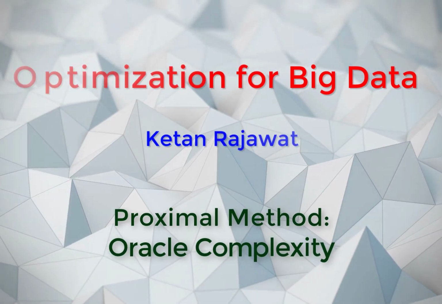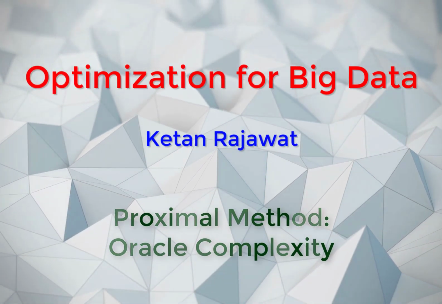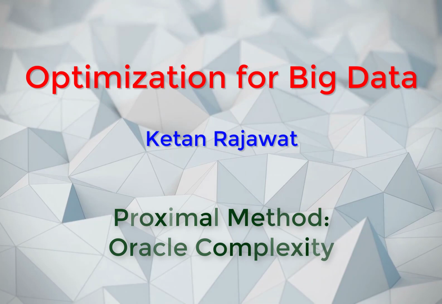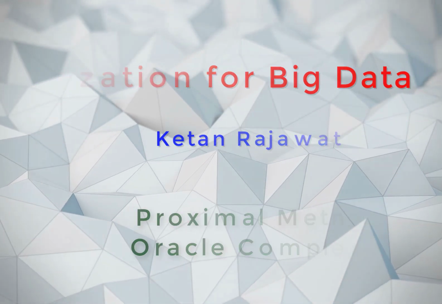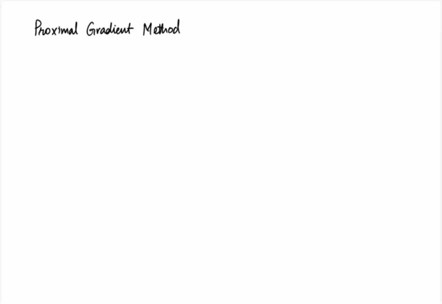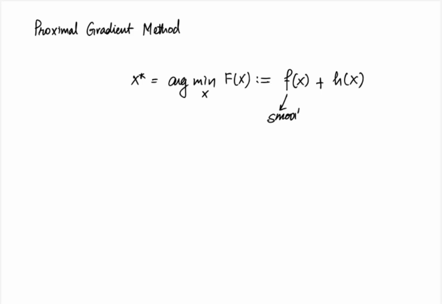Hello all. In this video we will look at the oracle complexity of the proximal gradient methods for smooth functions. Recall that we are considering the problem x star is equal to argmin over x of capital F of x, which is defined as f of x plus h of x, where f is smooth and h is convex.